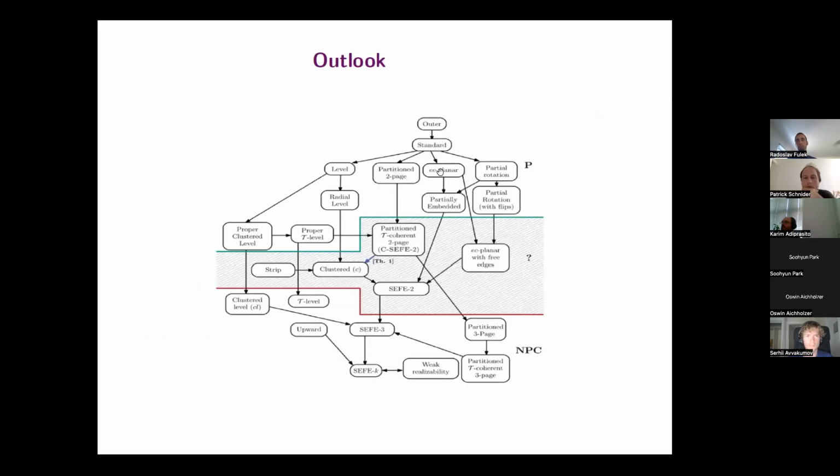So why I got into this business was to pretty much resolve the complexity status of all of these problems in this diagram. And now what really remains is just to test whether two planar graphs can be simultaneously embedded, which I'm not going to describe formally. Most likely this problem should be polynomial time solvable, but it seems that there are still some ideas needed to come from thickenability to this problem. Okay, so that's all from me.